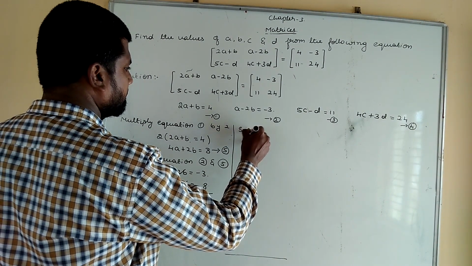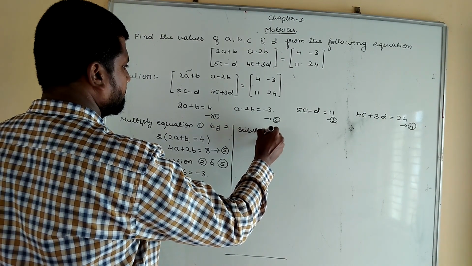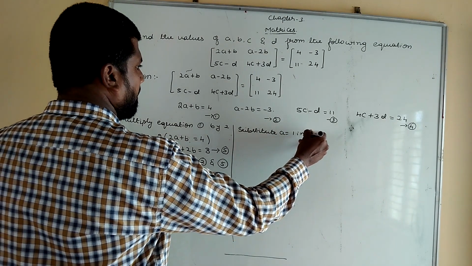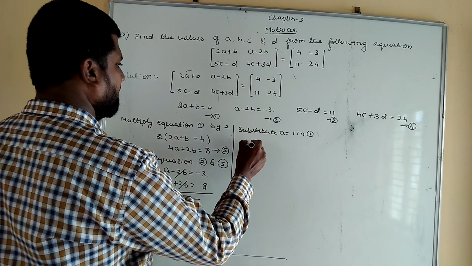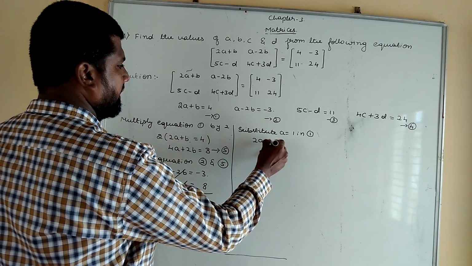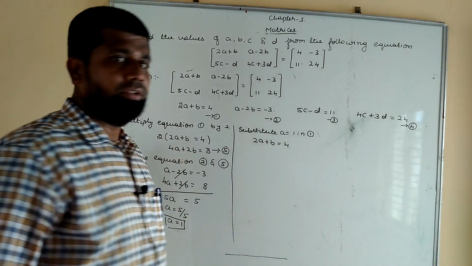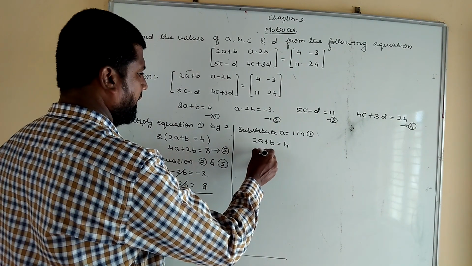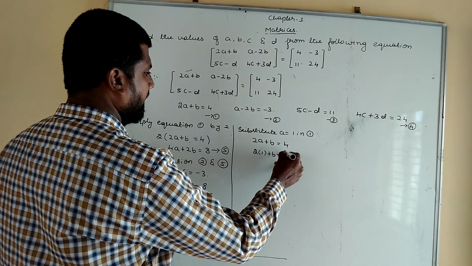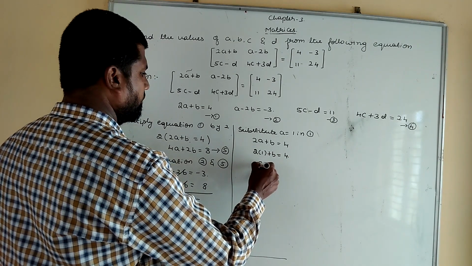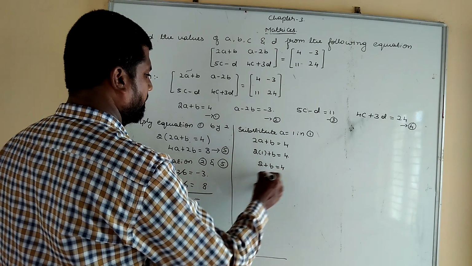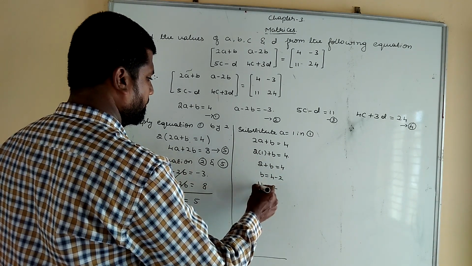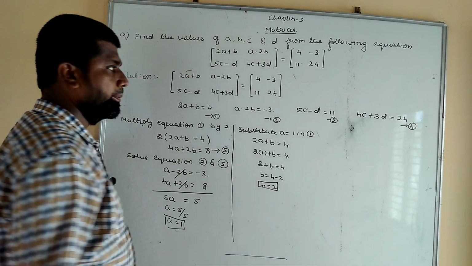Substitute A is equal to 1 in equation 1. What is equation 1? 2A plus B is equal to 4. Let us substitute the value of A. 2A into 1 plus B is equal to 4. Then 2 plus B is equal to 4. B is equal to 4 minus 2. B is equal to 2. So we got the value of B.